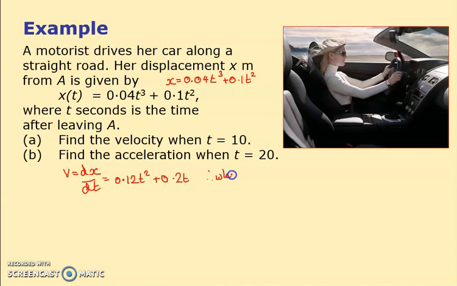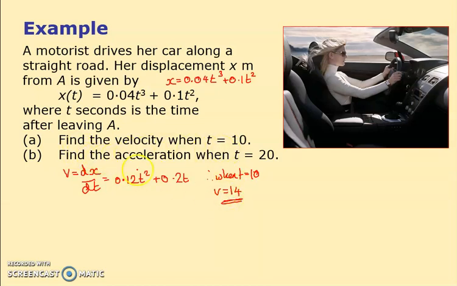Therefore, when t equals 10, what do I reckon v equals? Well, it's 0.12 times what is effectively 100, 10 squared, plus 0.2 times t, which is 10. And that's 14. Could have done that in your head.